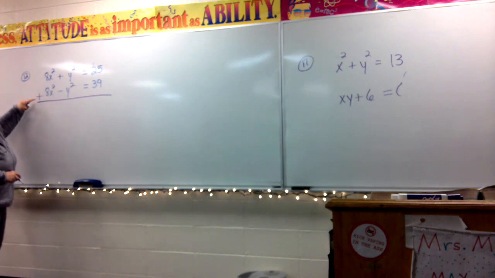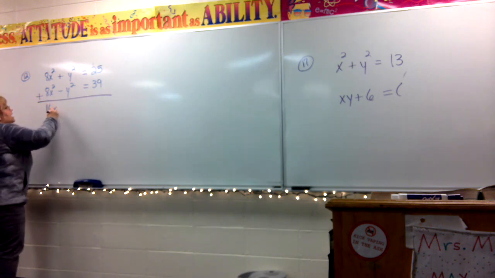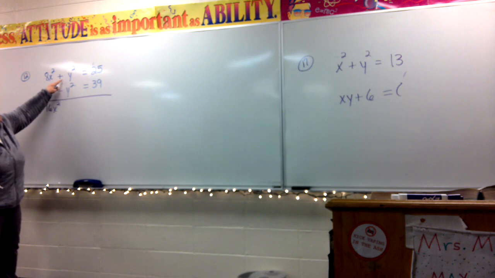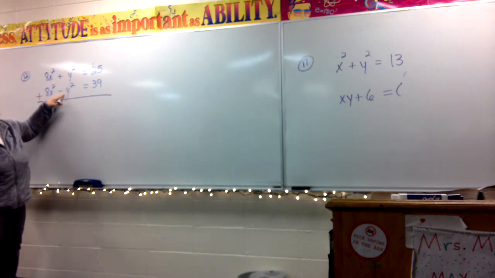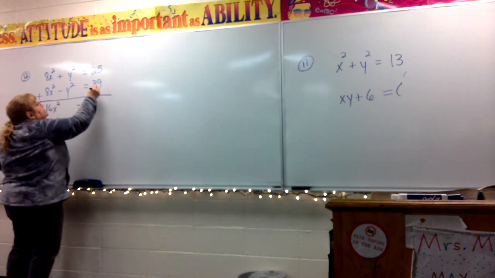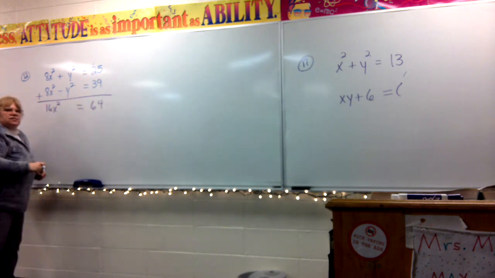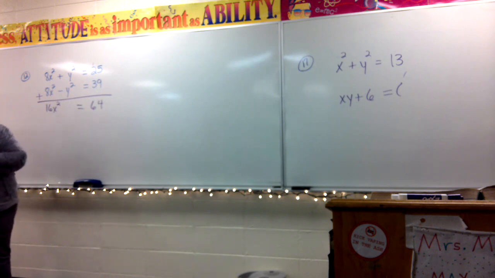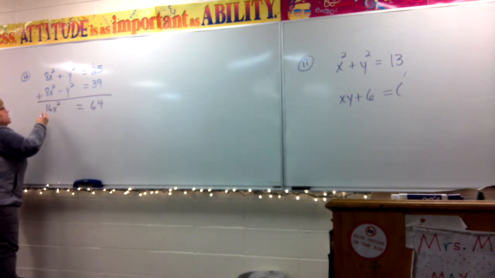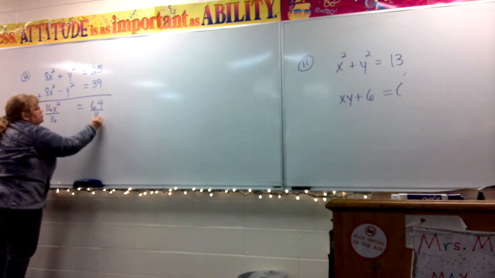I have 8x squared plus another 8x squared. That's 16x squared. A positive y squared, and I add to it a negative y squared. What happens to those? Drops out. And on the other side, 9 and 5 is 4. Carry the 1. Looks like 64. Right? Yeah. If we want to get x squared alone, divide by 16.